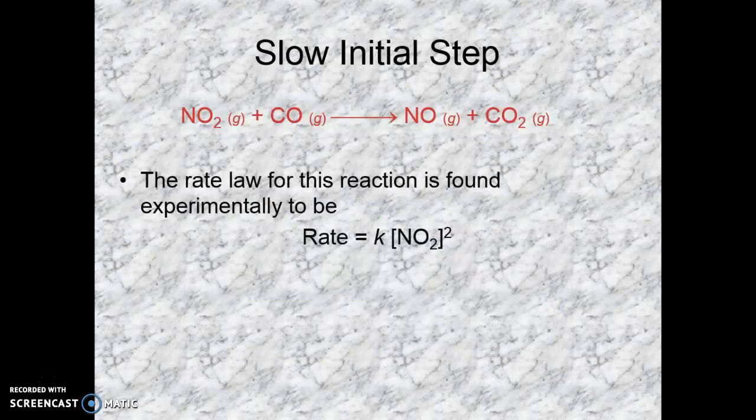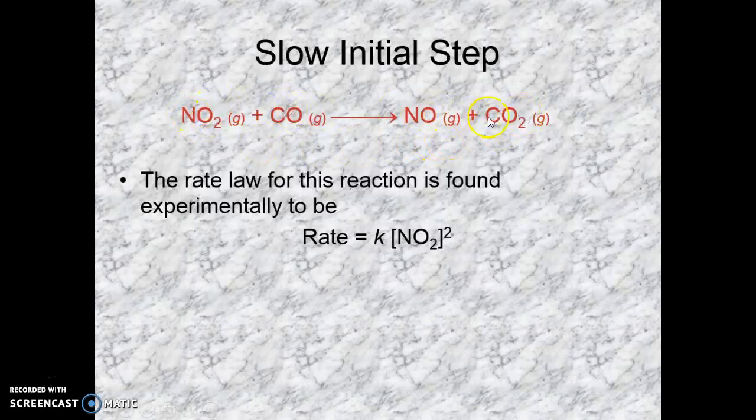So here's another example of a real chemical reaction, and taking a look at the different speeds of steps. So what if the slow step is the very first step? We're going to take a look at this reaction. NO2 plus CO gives you NO plus CO2. We know that the rate law for this reaction is actually NO2 squared. It's second order for NO2 and zero order for CO, but second order for NO2.